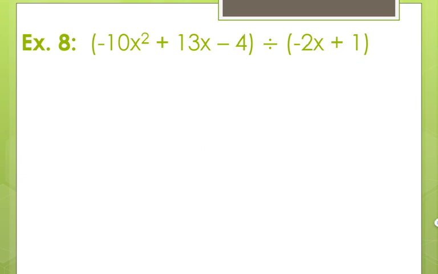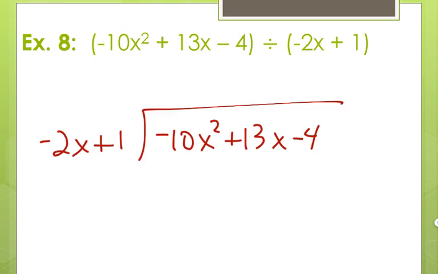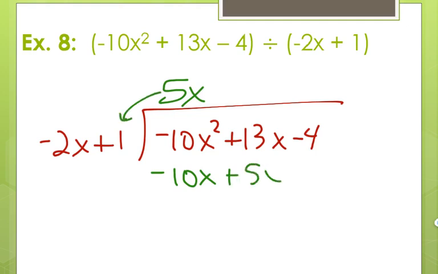Okay, another example. Pause the video, see if you can get the right answer. Okay, this one is going to be 5x, and 5 times -2 is -10x. You want that first number to be exactly what's in that position right there. And so 5x times -2x is -10x, and 5x times 1, that's 5x. And we're going to go through and subtract everything, so that means change all the signs.